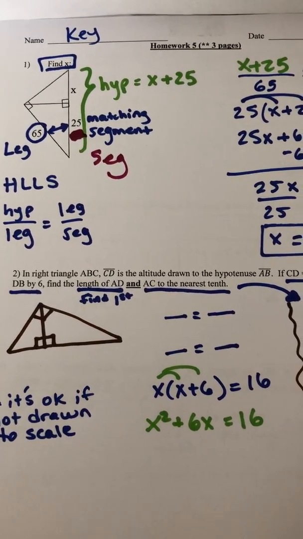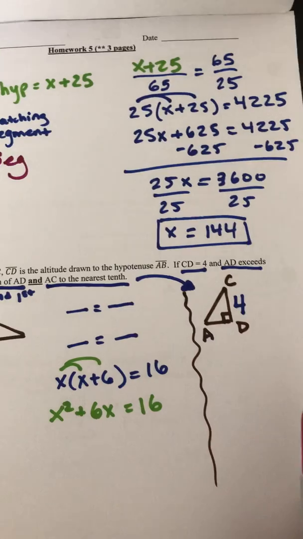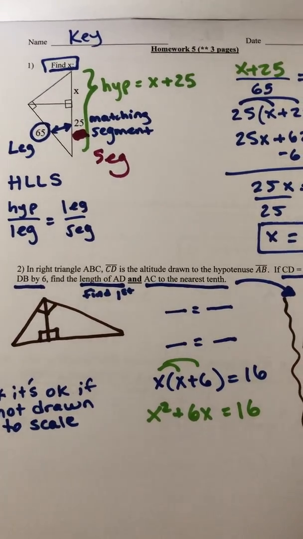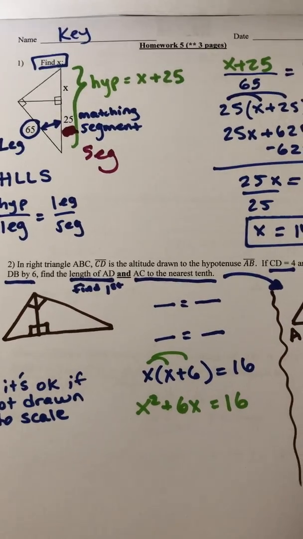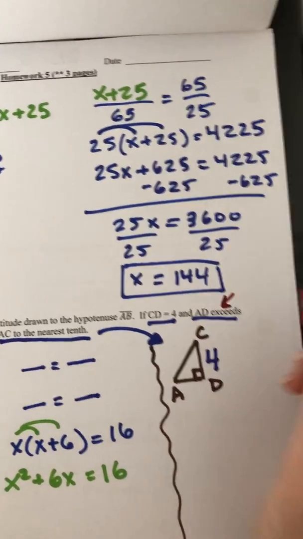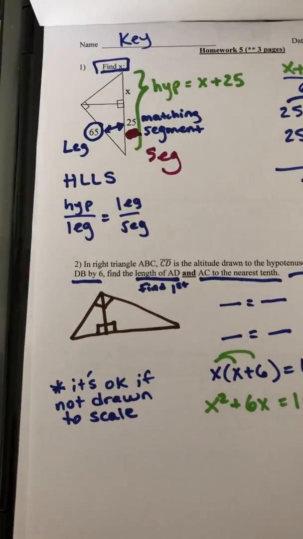In right triangle ABC, CD is the altitude drawn to the hypotenuse AB. CD is 4, and AD exceeds DB by 6. Find the length of AD and AC to the nearest tenth. Exceeds. Well, exceeds means larger. So AD is going to be larger by a certain amount.